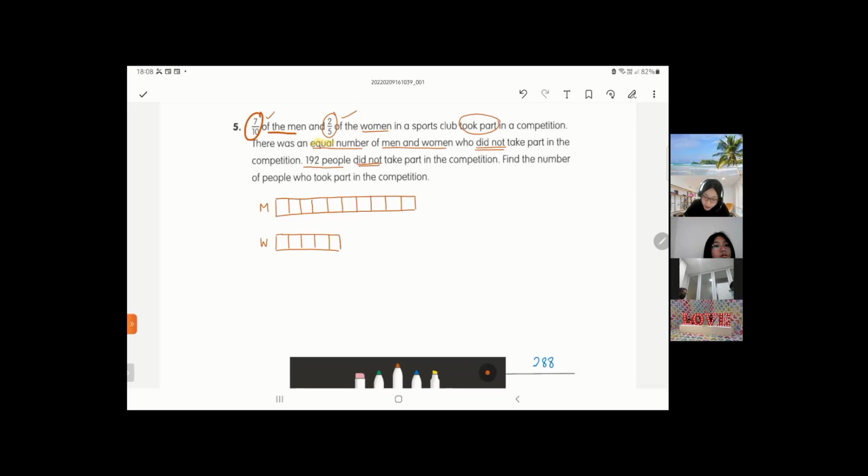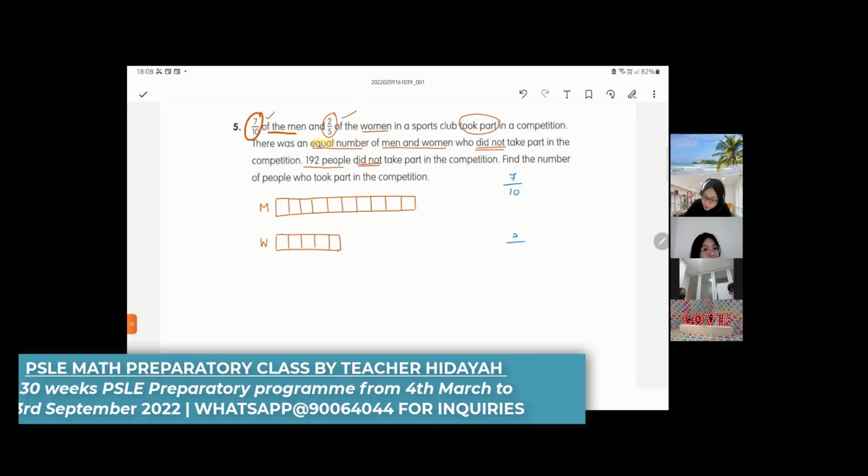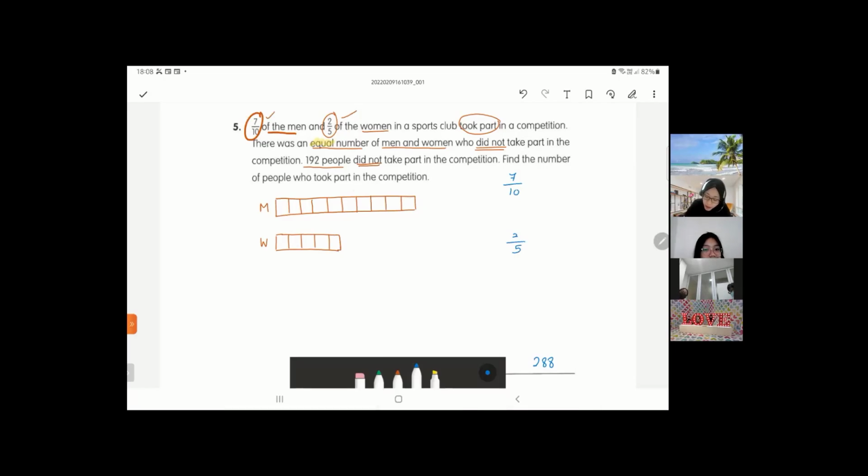Okay. Now what happened? We are told that 7/10 of the men and 2/5 of the women took part in the competition. I don't care about that one first. We leave it. Okay. But what I know is there was an equal. So within the men and women who did not take part, it will be the same. All right. So if you look at 7/10, and this is 2/5. If you want, you can label first. 1, but start from the back, okay?